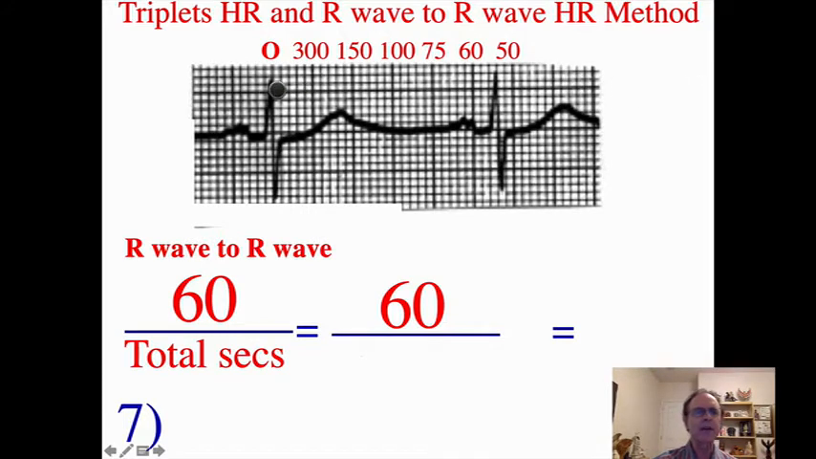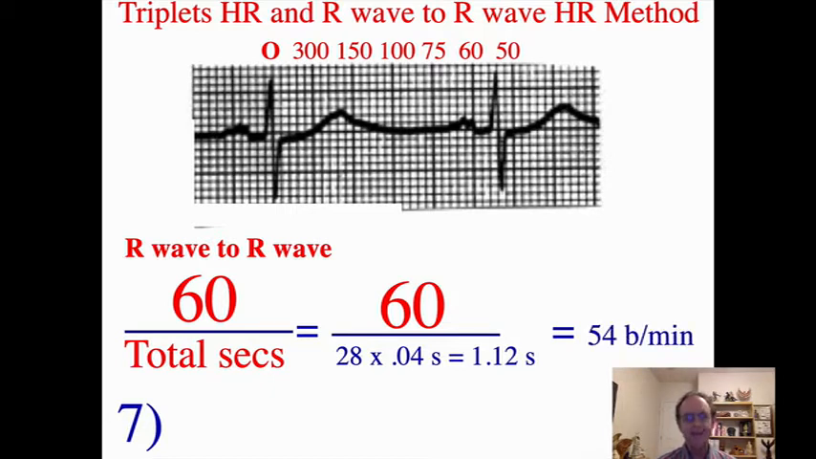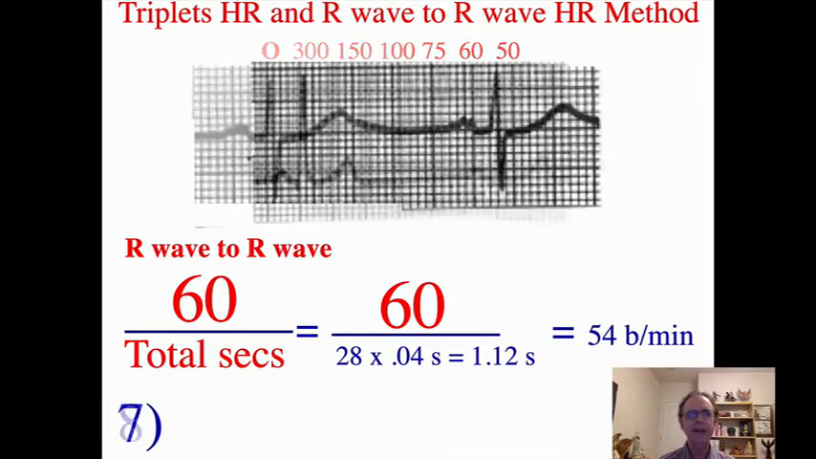So let's count here. 5, 10, 15, 20, 25, 26, 27. Looks like 28 small boxes times 0.04 equals 1.12 seconds. So 60 divided by 1.12 seconds, class, do the calculation. What are you getting for the R to R heart rate? 54 beats per minute for number 7. You got it.